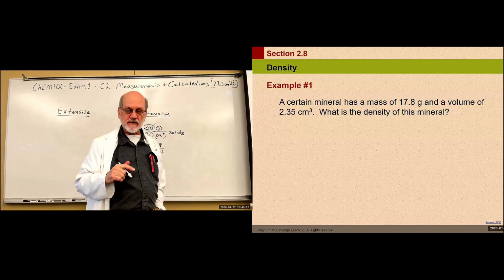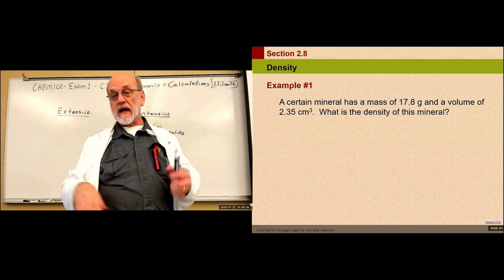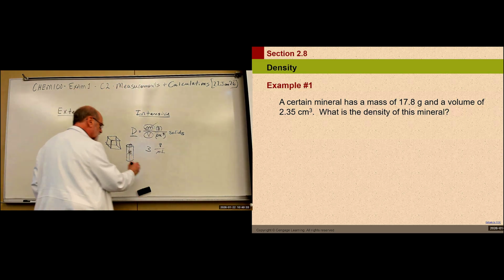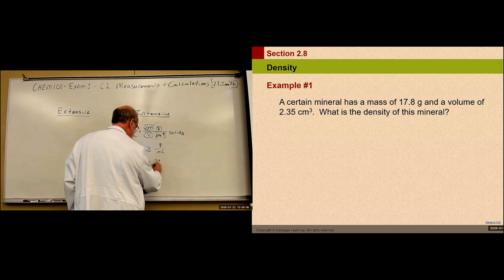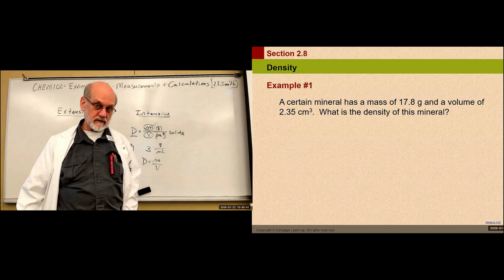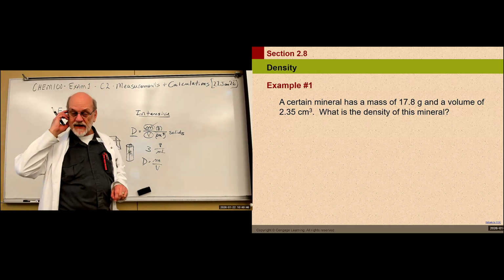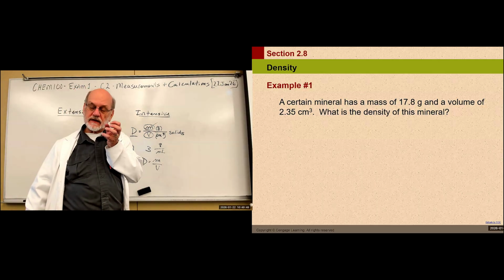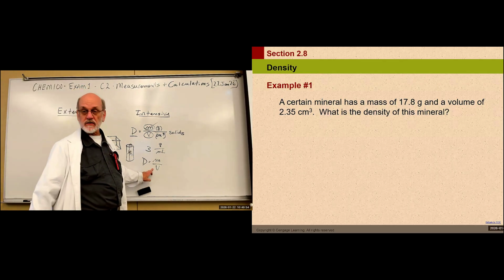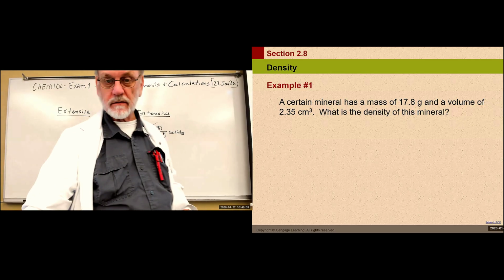A certain mineral has a mass of 17.8 grams and a volume of 2.35 cubic centimeters. What's the density of this mineral? You ask yourself, how do I calculate density? Right? So you need the formula. Density equals mass divided by volume. Then you ask yourself, do I have enough information? What's the question? Density is the question. How do I get there? Well, I see what information is given: 17.8 grams, 2.35 cubic centimeters, in the correct units. I plug them in the equation and I get an answer.